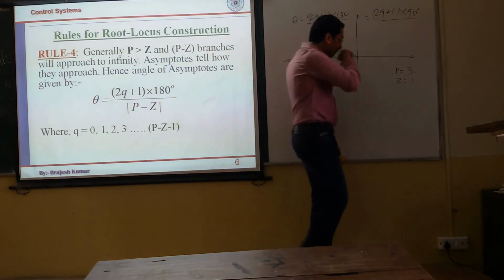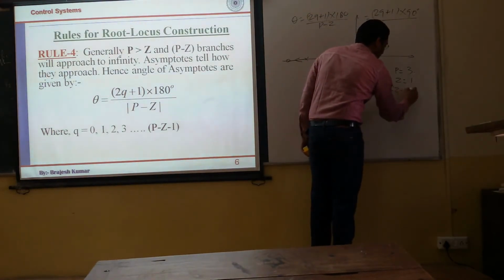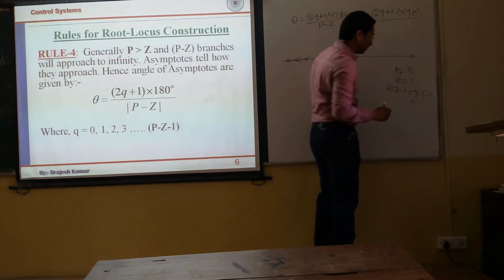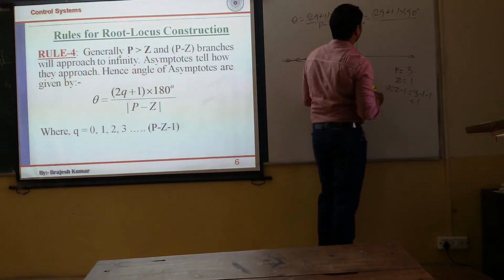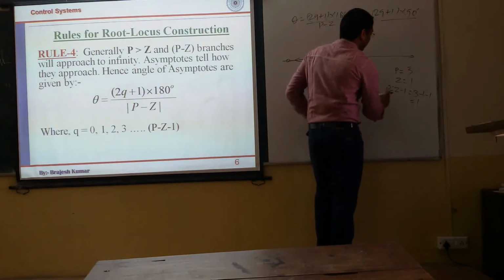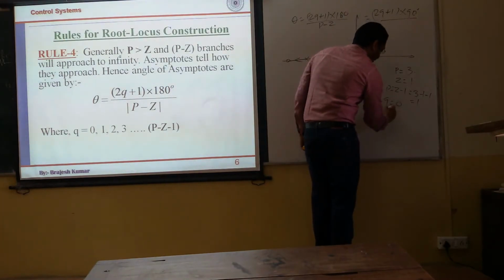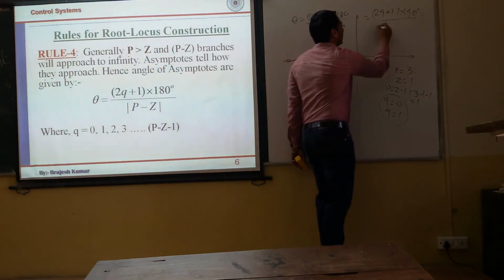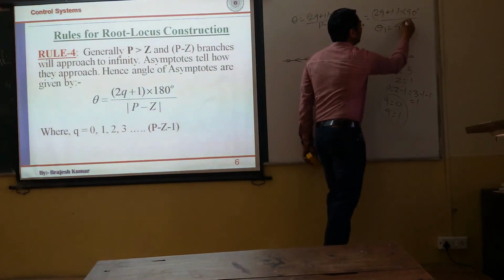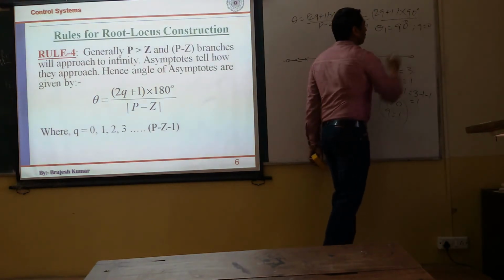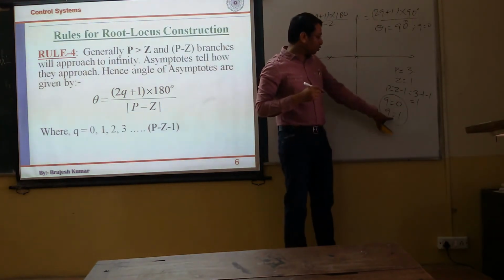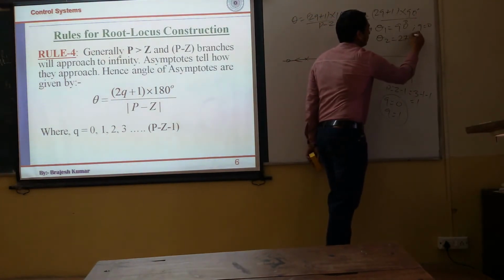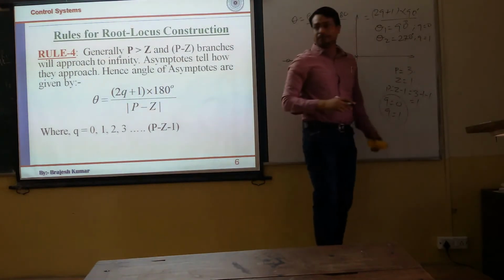Put the value of P minus Z minus 1, which is equal to what? 3 minus 1 minus 1 will be equal to 1. So put the value of Q equal to 0 and Q equal to 1. When you put Q equal to 0, you will get theta 1 equal to 90 degrees. When you put Q equal to 1, you will get theta 2 equal to 270 degrees.